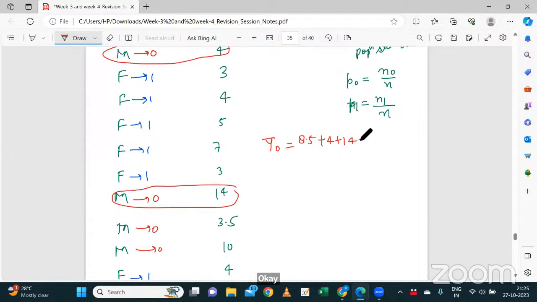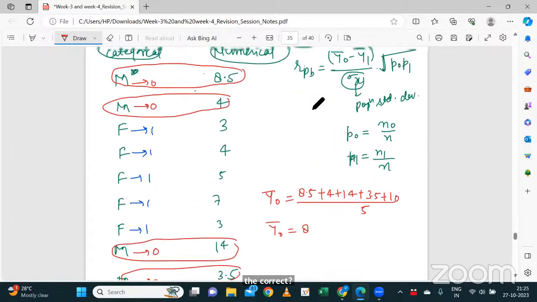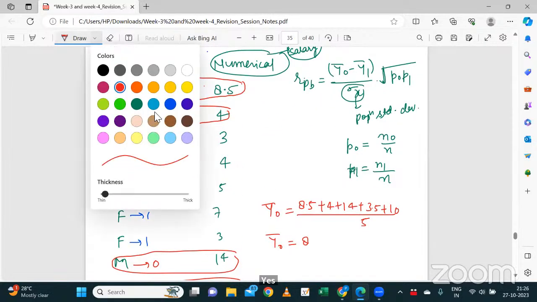3.5 plus 3.5, 10 plus 10, divided, that's all, right? 5 divided by 5. Okay, does anyone have the correct calculator answer? 8, sir. Why not 8? Okay, so Y bar naught is 8, right? Yes, sir.